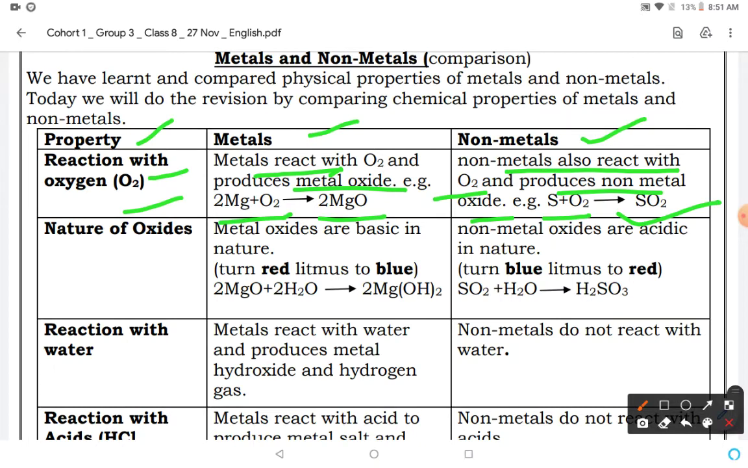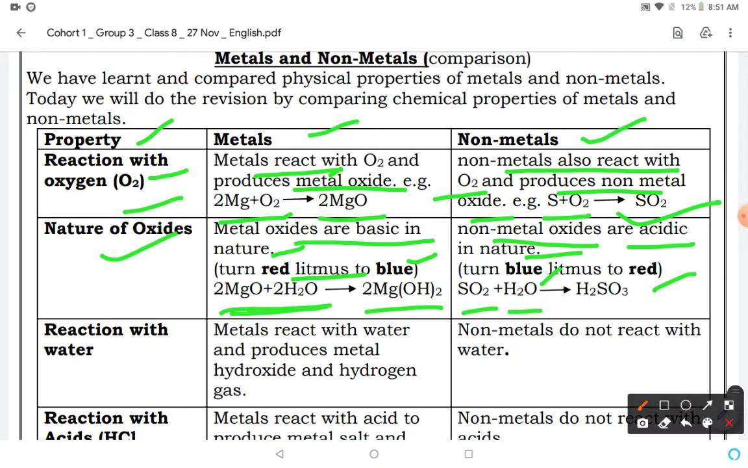Next property, nature of oxides. Metal oxides are basic in nature. How can you verify that? When red litmus is put in it, it will become blue. Here the reaction is magnesium oxide reacting with water, forming magnesium hydroxide, Mg(OH)2. Non-metal oxides are acidic in nature, and they turn blue litmus to red. Sulfur dioxide plus water forms sulfurous acid.